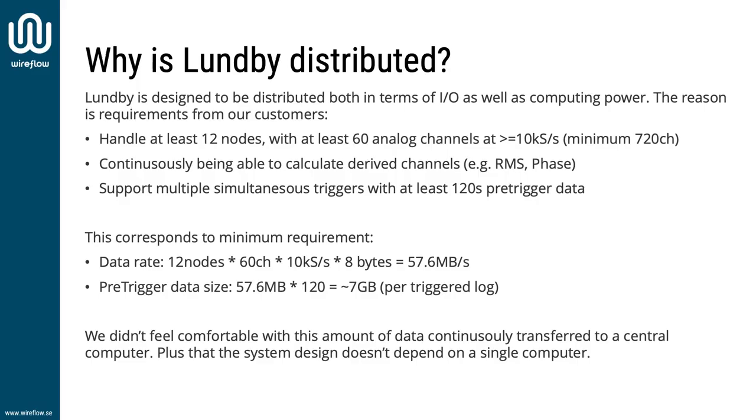Doing a quick calculation for maybe 12 nodes and 60 channels, that is like 57.6 megabytes per second of data being stored to disk, and we need to be able to store about 7 gigabytes of data in RAM just to handle the pre-trigger data. So the distributed system can easily support this.